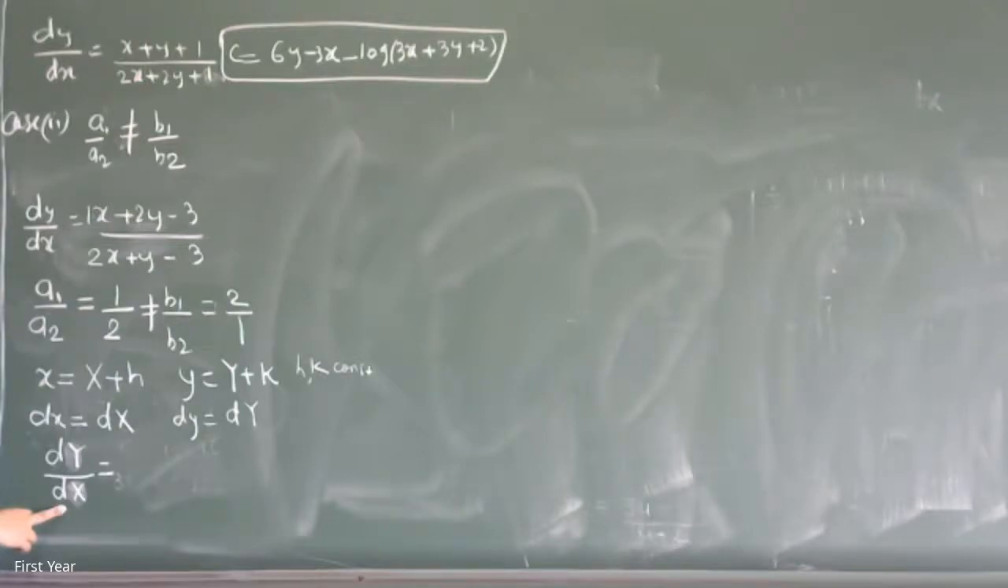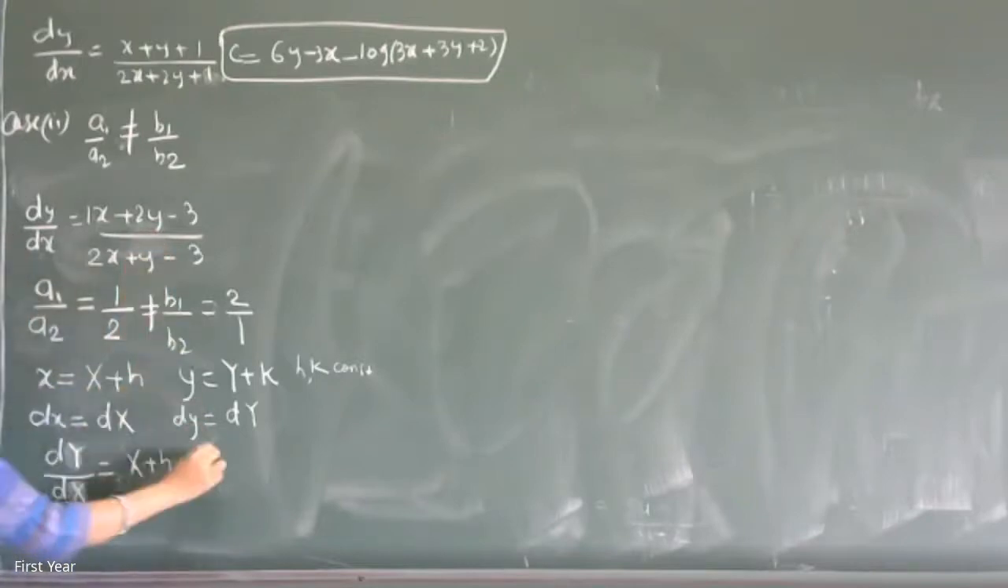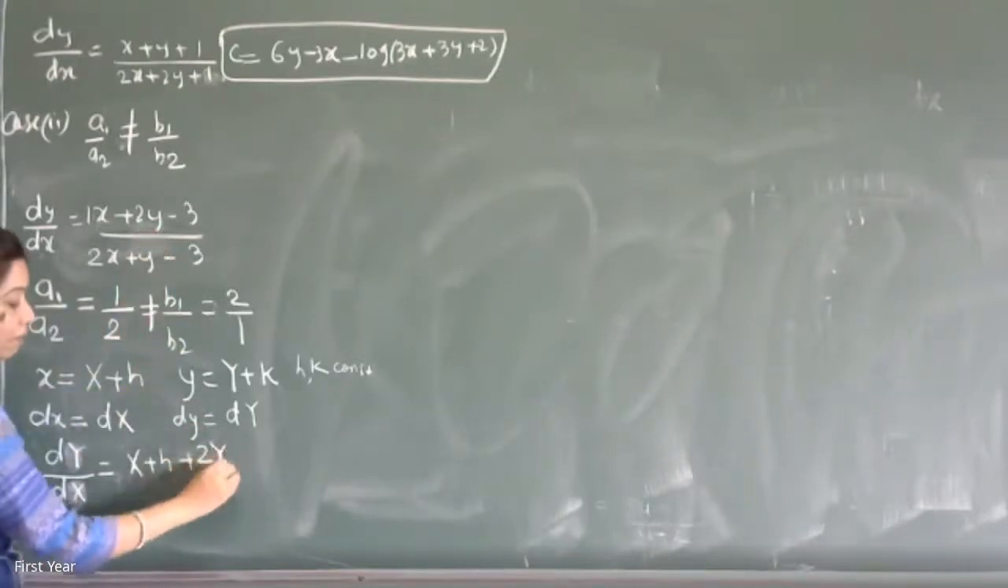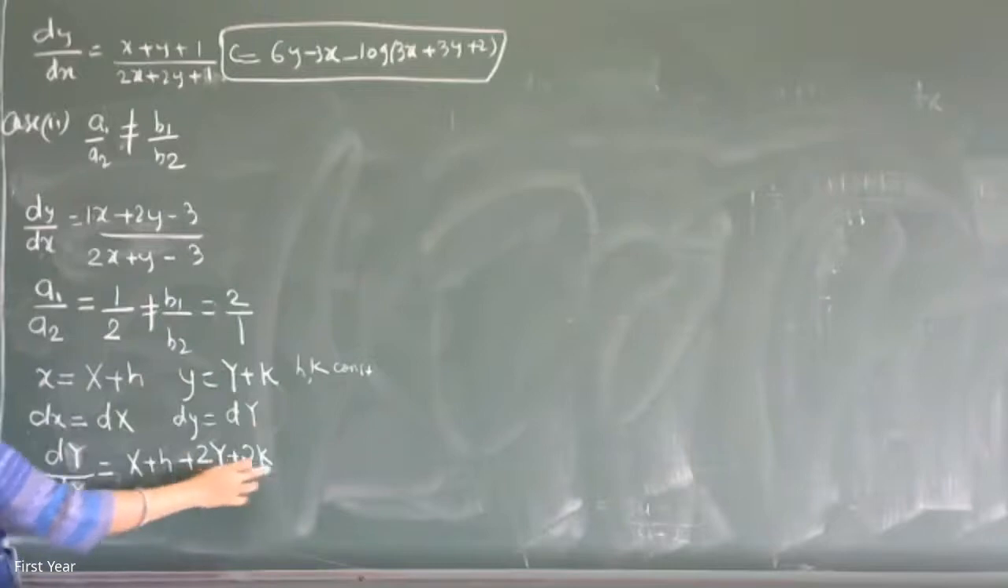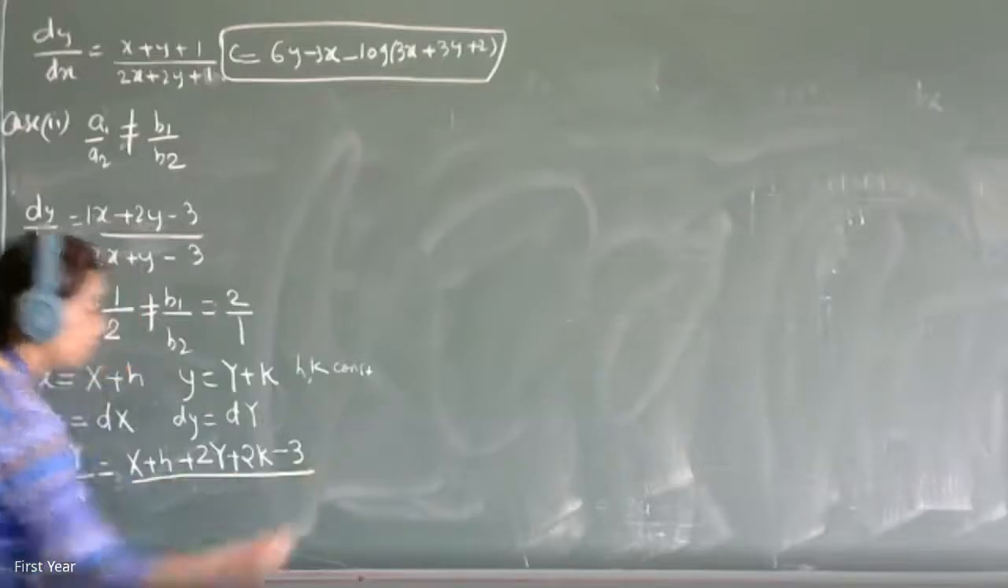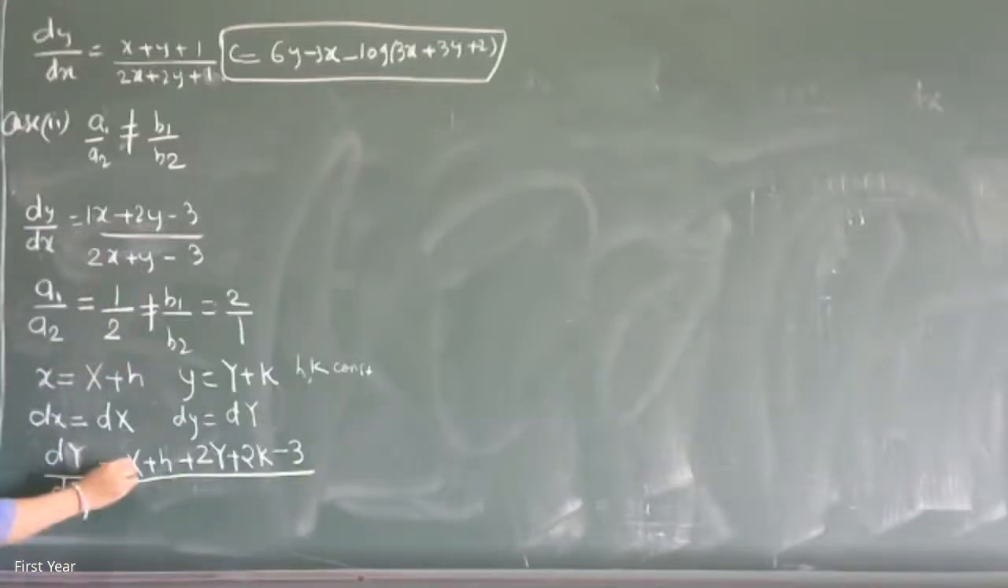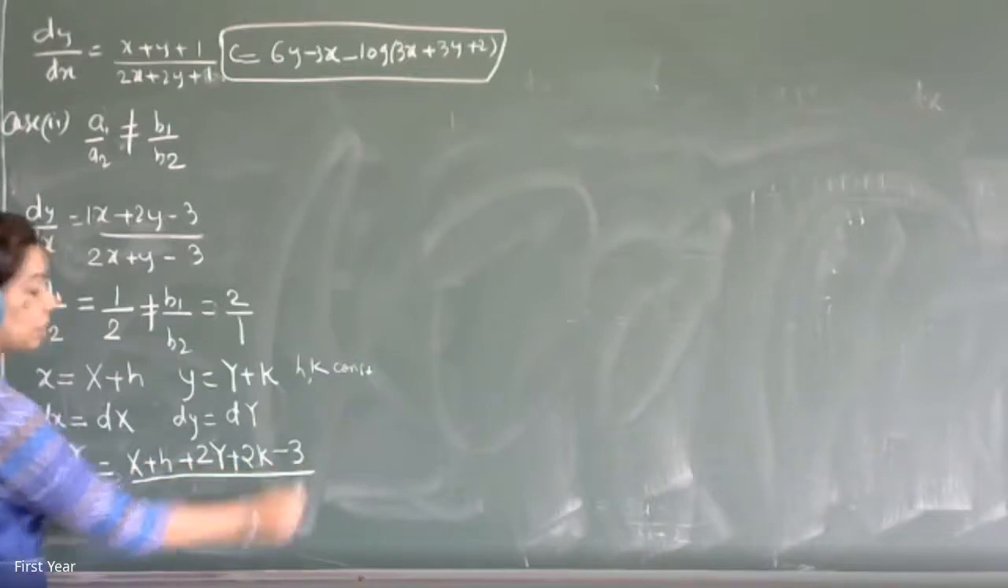Okay, so dy by dx is equal to small x. What is small x? Capital X plus h, plus in place of 2y what will come? 2 capital Y plus 2k. Y is along with k, so 2k, minus 3. So you get X plus h plus 2Y plus 2k minus 3.